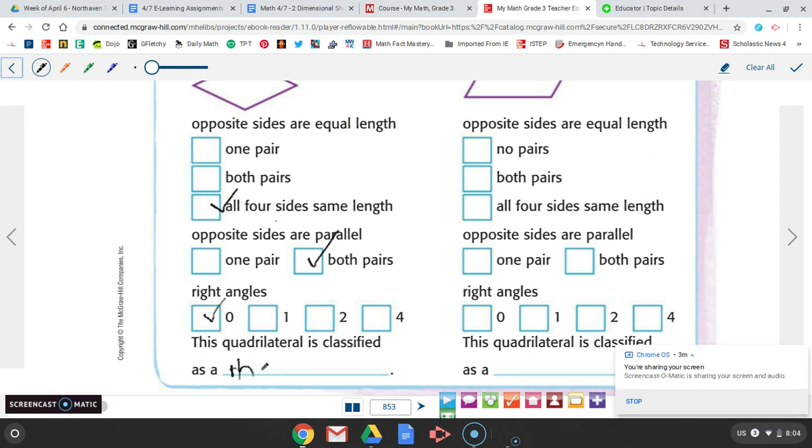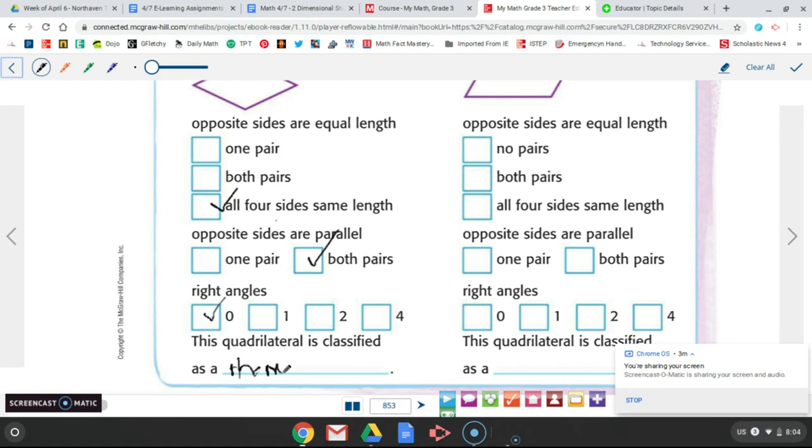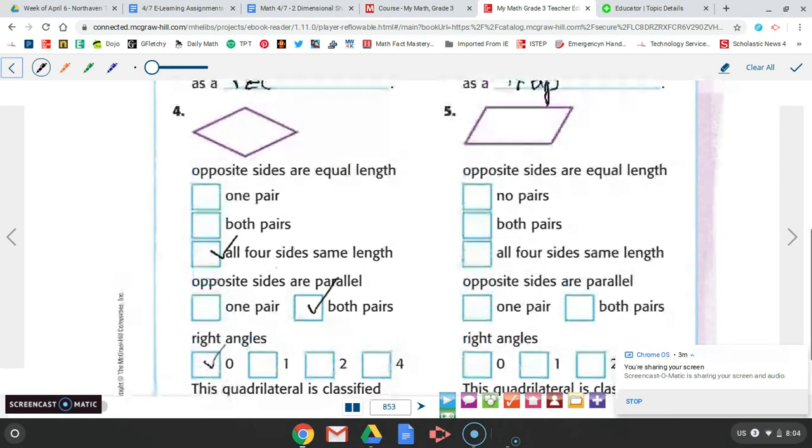I'm going to put rom. You would write out the whole word. It's just kind of hard for me to write with my mouse. All right, that's real gross, but it's supposed to say rom for rhombus.